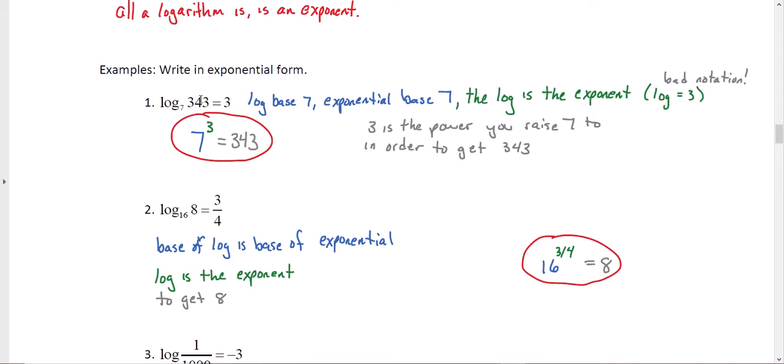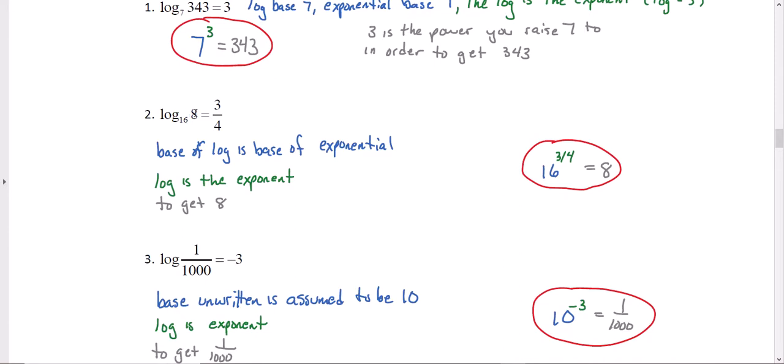Log base 7 of 343 equals 3. The log is base 7, so our exponential is base 7. The log equals the exponent, so 3 is what is equal to the log, so 3 is our exponent. This is bad notation over here, log equals 3, but it's the basic idea. What's the logarithm equal to? Well, that's what our exponent is. So 7 to the third equals 343. Also, we could say 3 is the power you raise 7 to in order to get 343. So base of the log, base of the exponential. The log is the exponent, so the 3 is the exponent, and then the 343 comes to the other side.